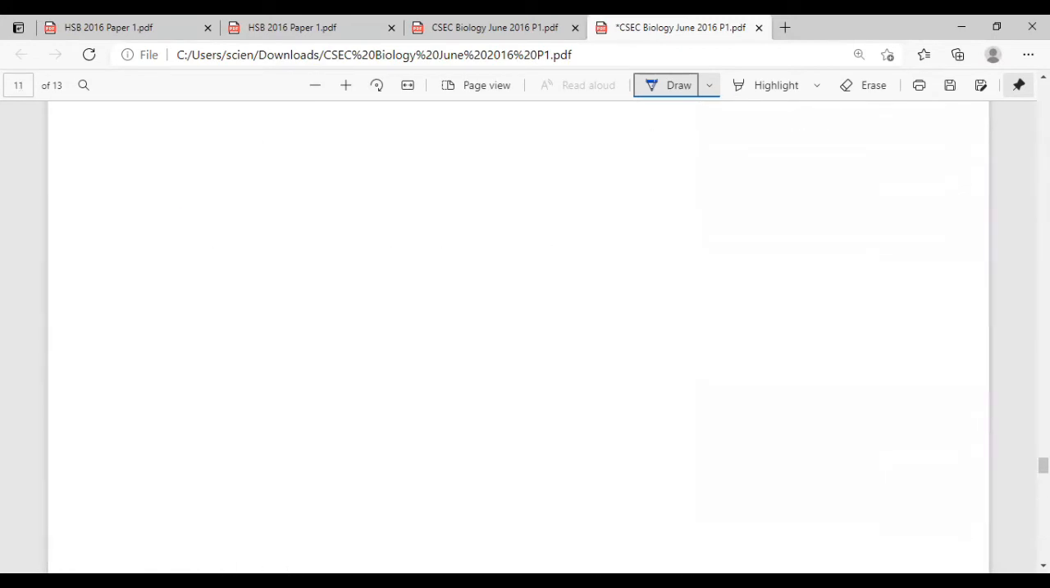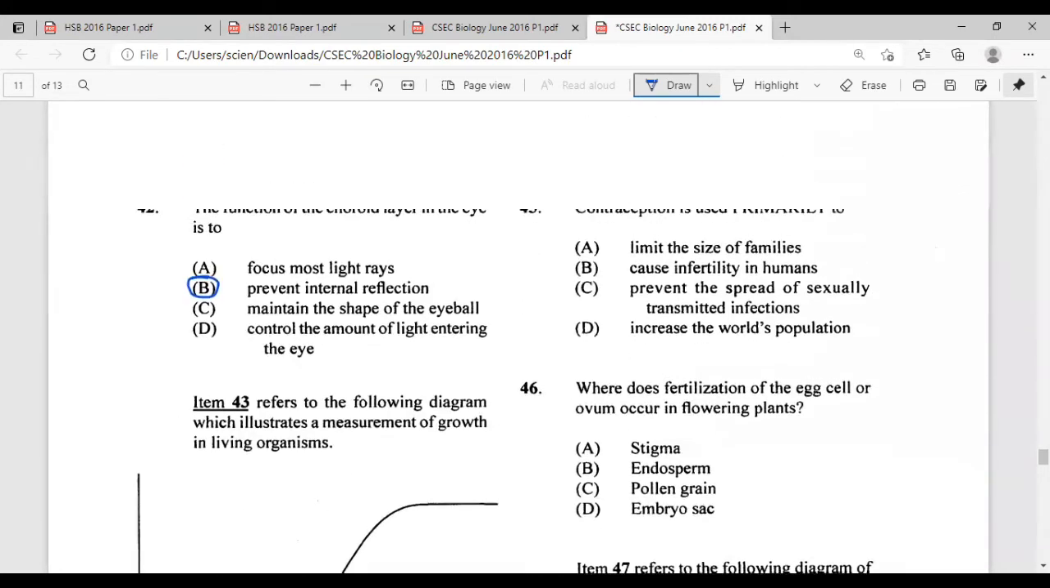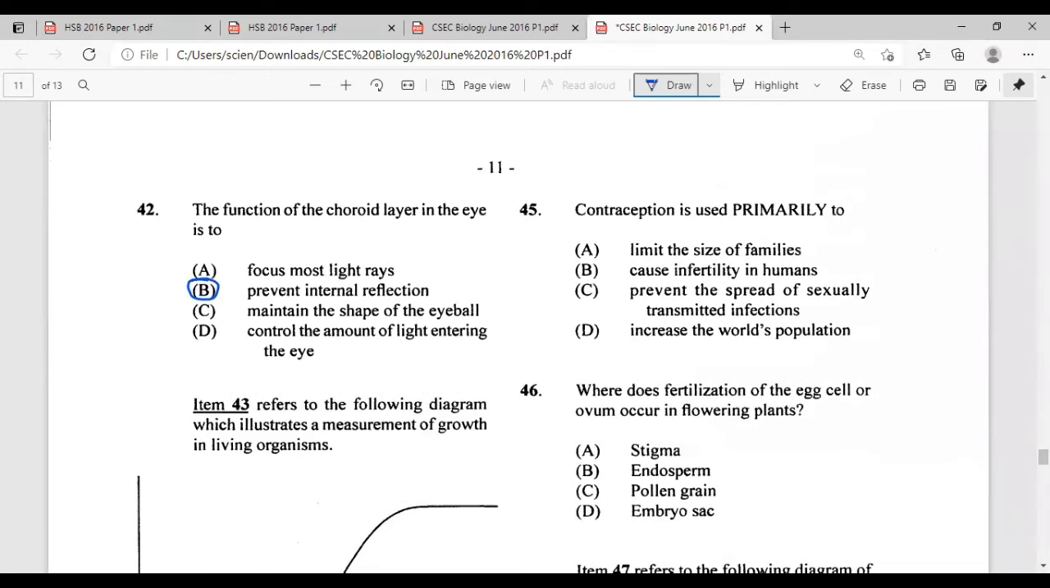45. Contraception is used primarily to A, limit the size of family, B, cause infertility in humans, C, prevent the spread of sexually transmitted infection, D, increase the world's population. So the answer is definitely A, limit the size of family. So we know B is out of it, and we know D would be out of it. But the main reason why contraception or contraceptive were created was to limit the size of family, not necessarily to prevent the spread of STIs.